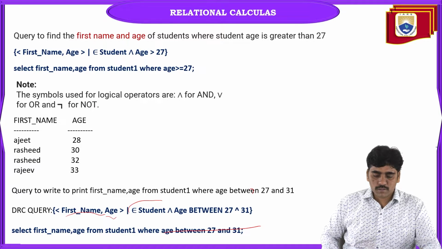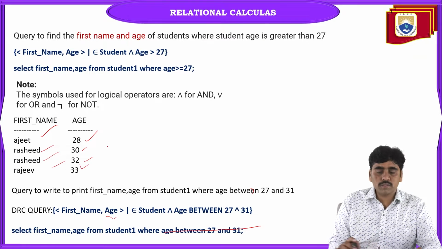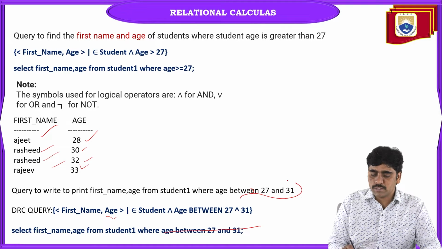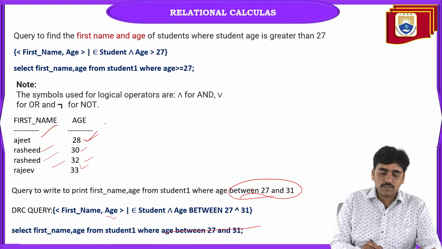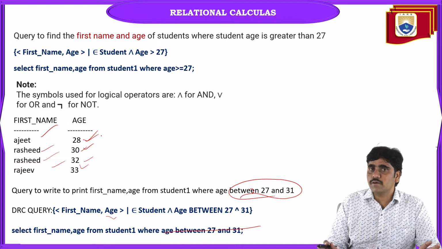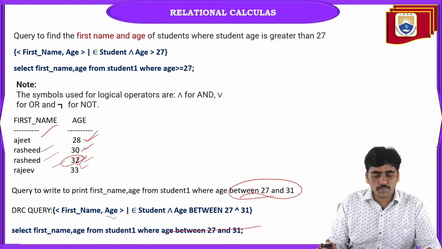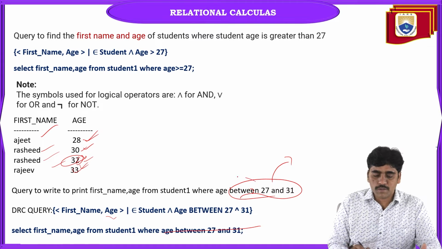So what result will you get? You will get first name, comma, age. You get these four because the age is between 27 and 31. So 28 is between 27 and 31, and 30 is also between 27 and 31, and 32 is not, so it will not display. You can write 30 as an output, and Rajiv also 30. So for age between 27 and 31, you will display all these results.